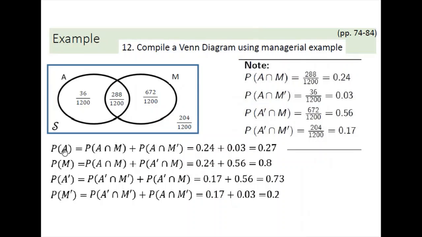And the probability of A is the summation of these two values. The probability of M is the summation of these two values. The probability of A prime is 1 minus the probability of A, and the probability of M prime is 1 minus the probability of M, and also you can obtain this result based on these equations.